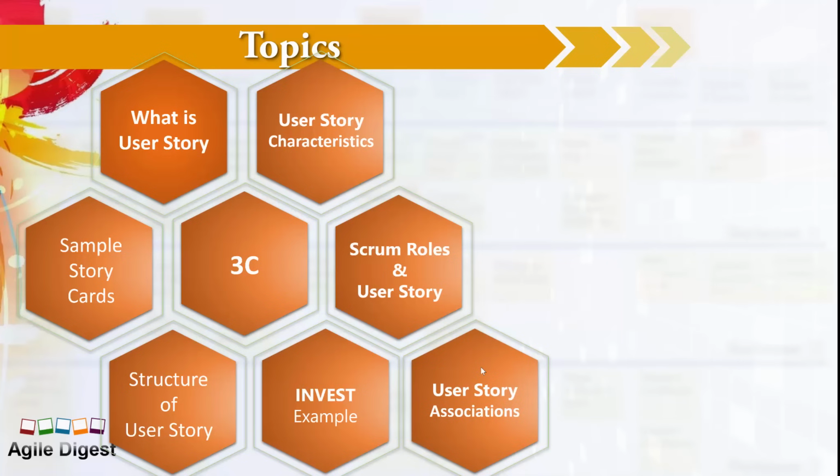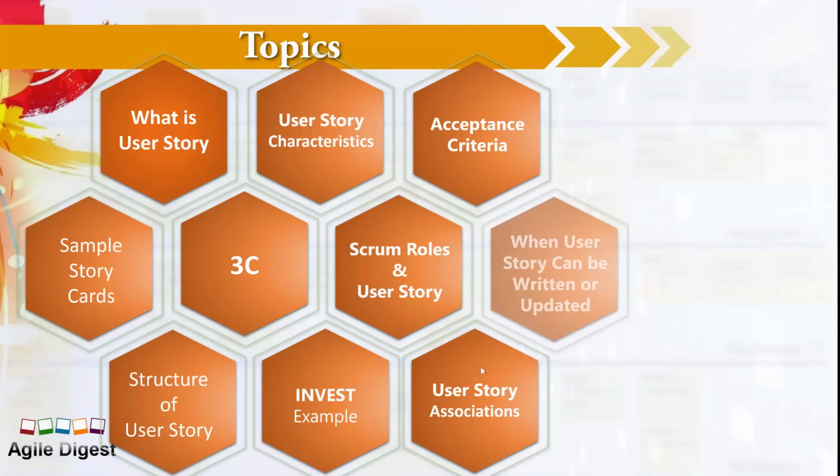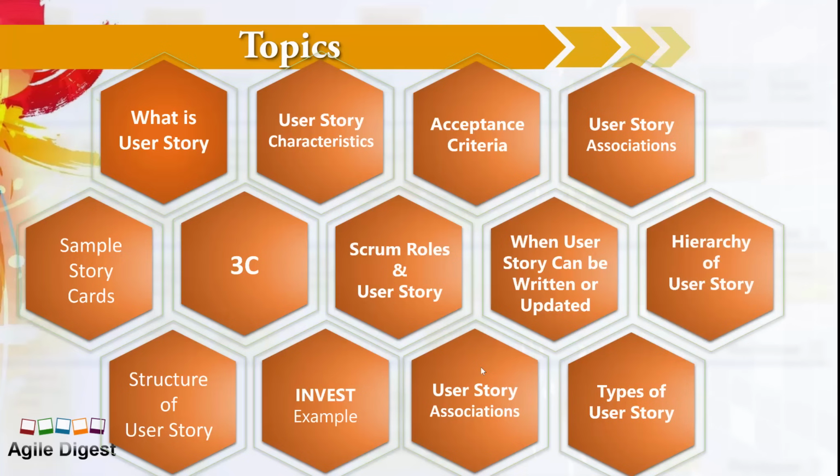User story associations, what are the different associations of one user story with different fields and values. We'll talk about that. Then we'll talk in detail about what acceptance criteria is, and when a user story can be written or updated, and we'll talk about different types of user story and the hierarchy of user story. So those are all we'll talk about. So let's begin.